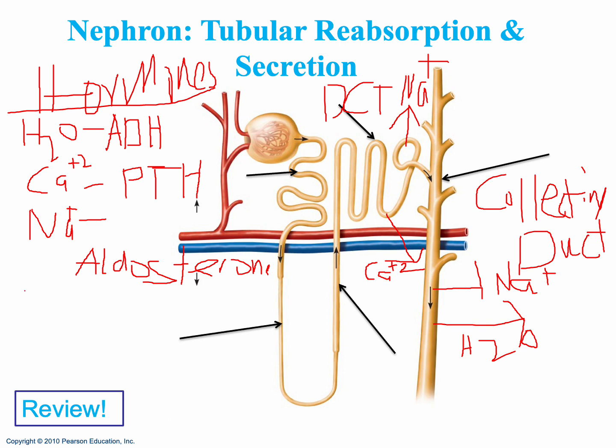And then finally, we don't want to forget about our potassium. Potassium is also controlled by the hormone aldosterone when it comes to tubular secretion. So, in other words, potassium coming back into the nephron from the blood, controlled by aldosterone, tubular secretion. And likewise, potassium being controlled when it comes to tubular secretion in the DCT here too.